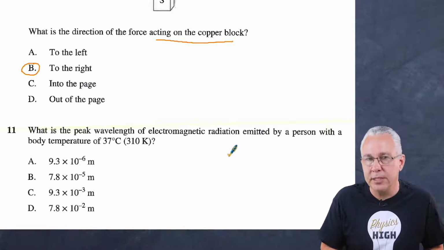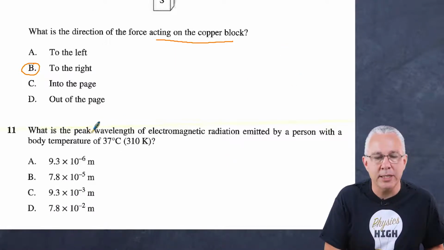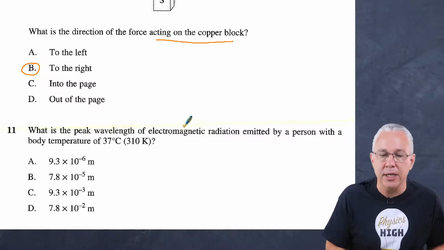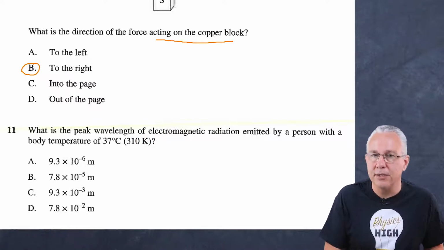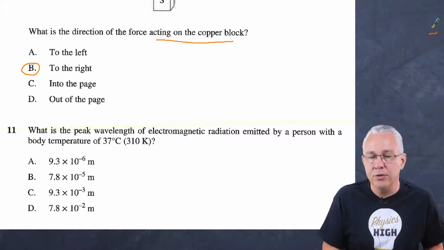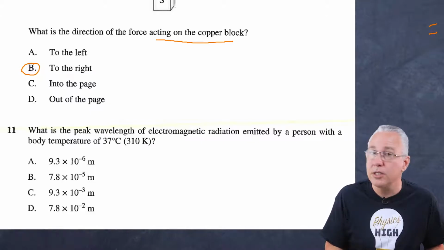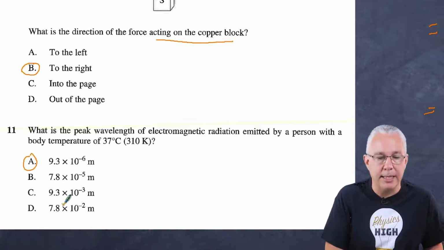The next question deals with Wien's law, which is in module 8. It says, what is the peak wavelength of the electromagnetic radiation emitted by a person with a body temperature of 37 degrees Celsius, which is 310 Kelvin. Well, this relates to Wien's law, which basically says the wavelength is equal to Wien's constant divided by the temperature. All you really need to do is add the values in. So you've got 2.898 by 10 to the power of -3, that is the constant on the formula sheet. Divide that by the temperature, which must be in Kelvin, which is 310. And when you get the answer, you're going to get 9.3 by 10 to the power of -6 meters. So therefore, A is our answer.